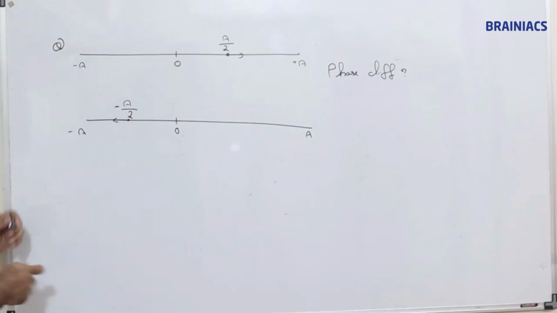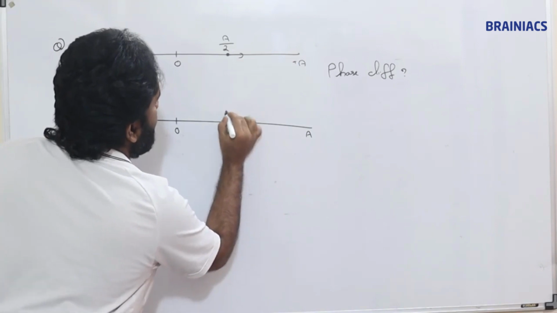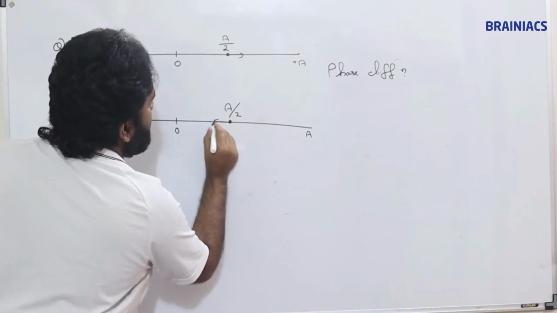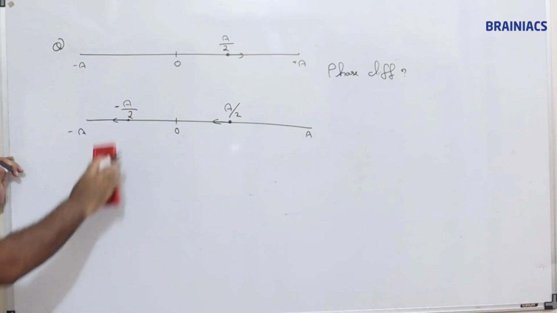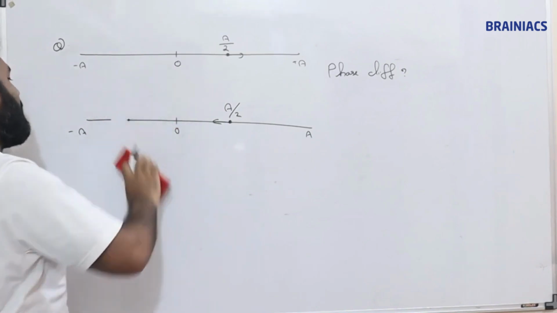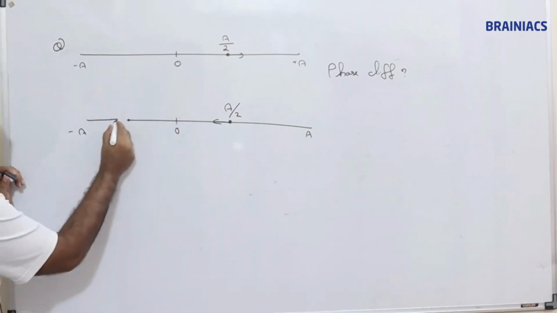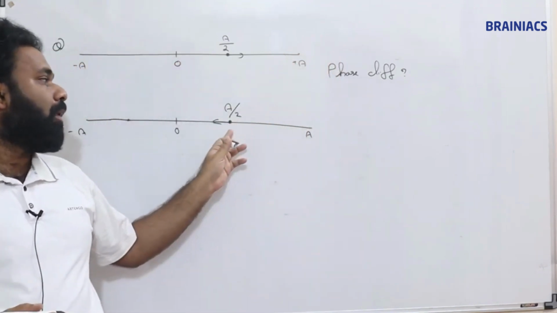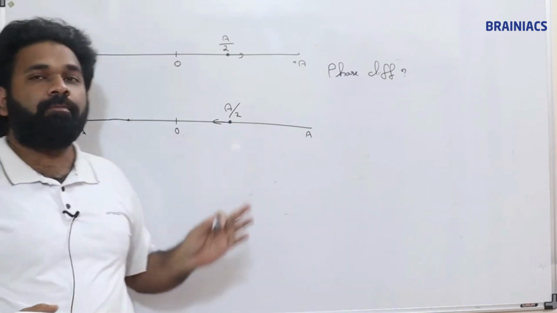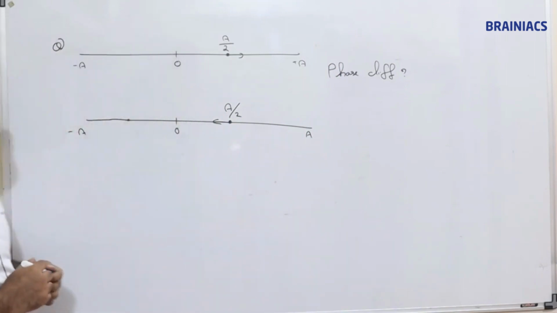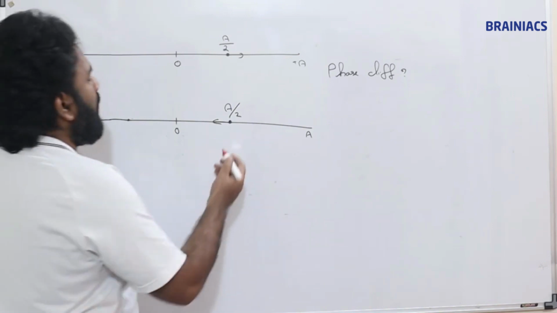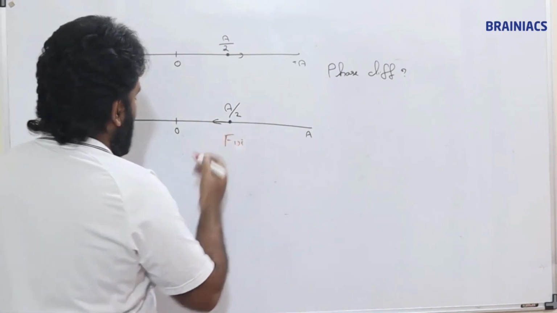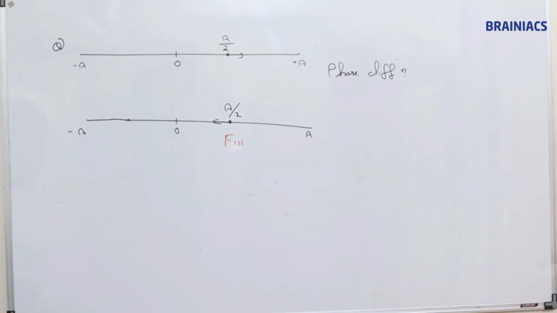Suppose this is A by 2, and one is moving back towards the extreme position, while the other is moving towards the mean position from A by 2, at half of the amplitude. Now what is the phase difference? That is the question. Now what shall we do? Let us fix this. We'll draw a line.